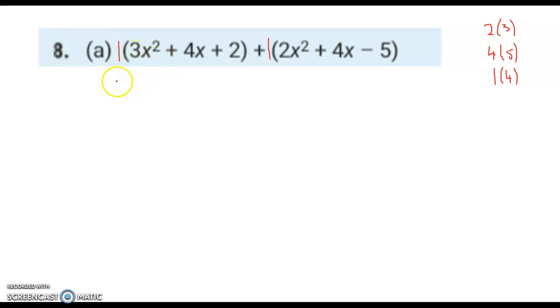So 1 by 3x squared gives you 3x squared. 1 by 4x just gives you 4x. Multiply 1 by 10, you get 10. 1 by 90, you get 90. 1 by 2, you're going to get 2. That's the first bracket dealt with.